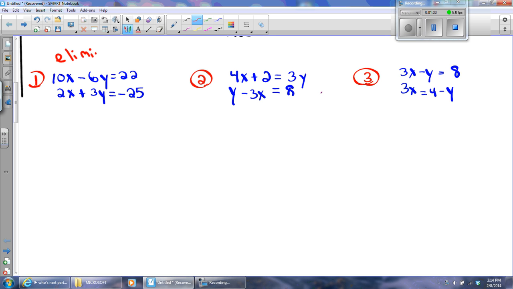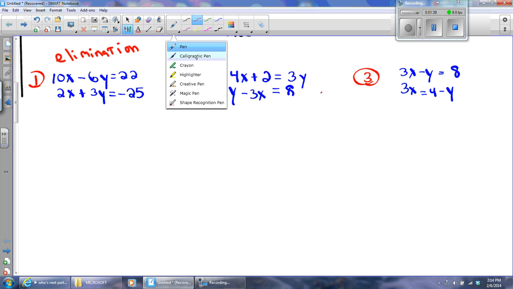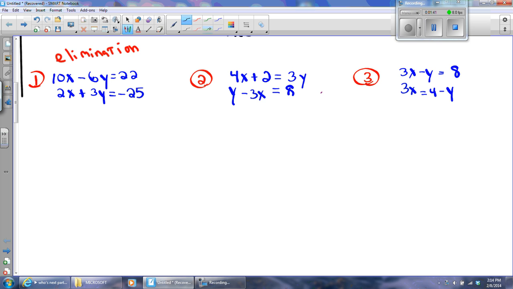Now you notice that I'm not solving it right away. I just think I'm going to do elimination. I'm testing it. I'm going to go on to the other two systems and decide which method to use. And then if I find another method lends itself to elimination better, I might change my mind.